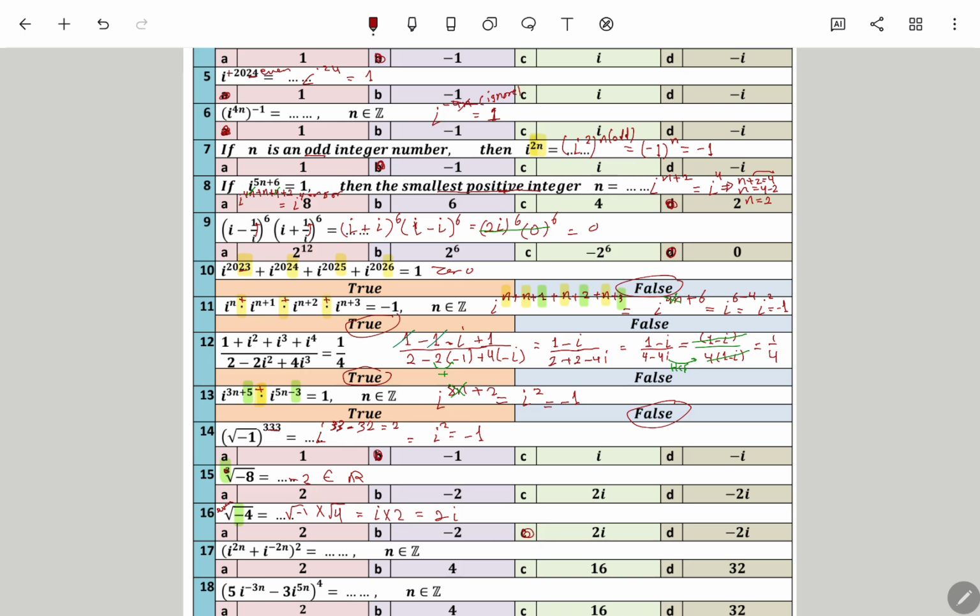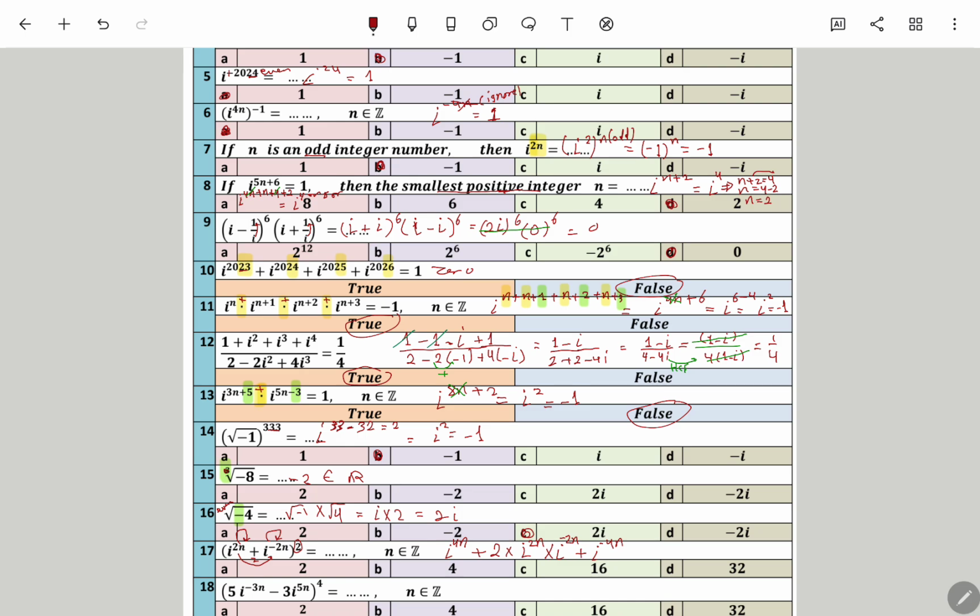In 17, you have a perfect square. You can expand it by squaring the first and multiplying it by itself. That will give you i to the power of 4n plus, and multiply the first with the second, keeping this 2 in the middle, which is coming from here. It is 2 times i to the power of 2n times i to the power of -2n, plus I will multiply the last with itself to get i to the power of -4n.